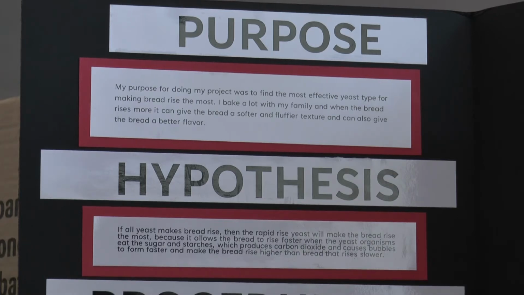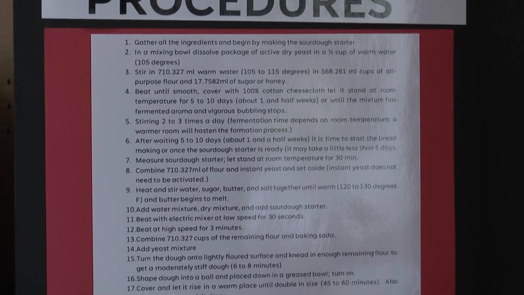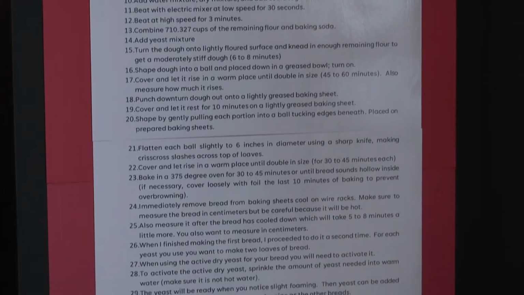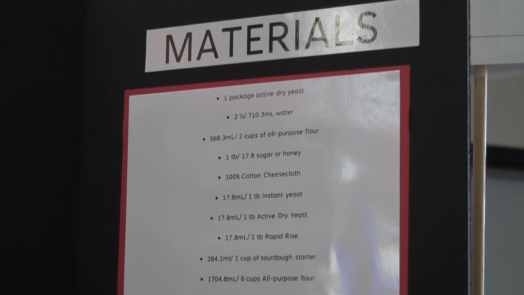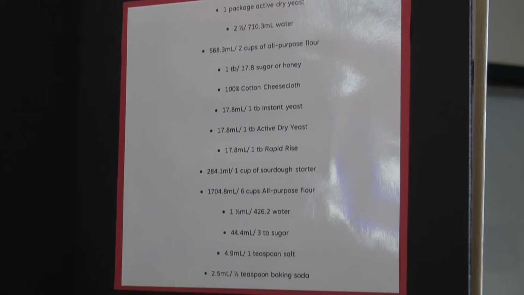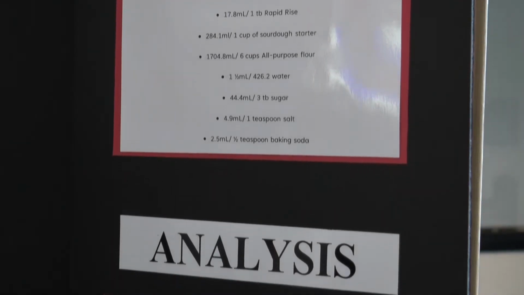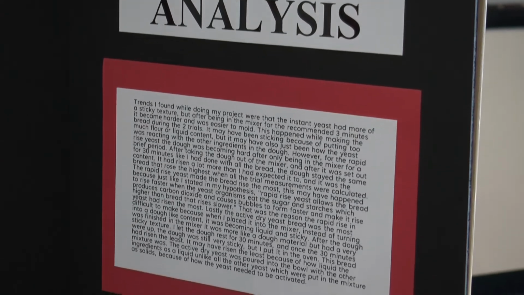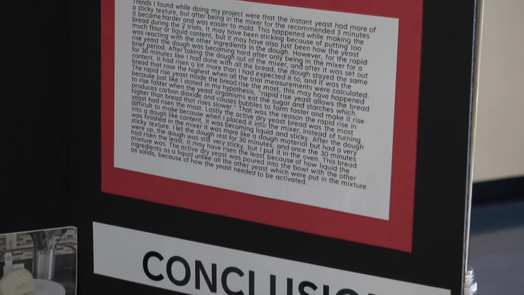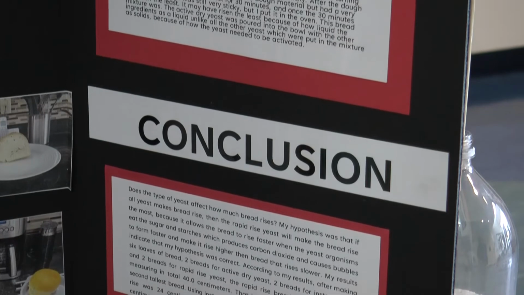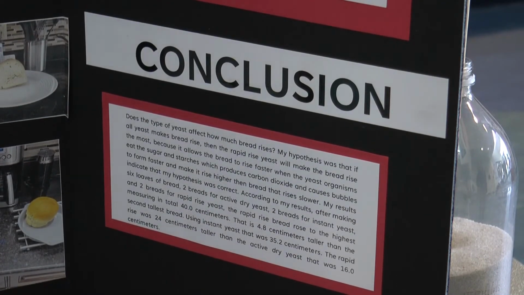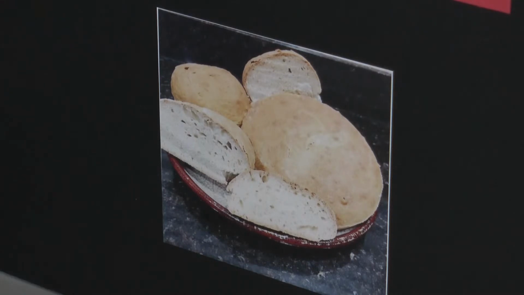My hypothesis stated that if yeast affects how much bread rises, then I believe that the rapid rise yeast will make the bread rise the most, because it allows the yeast organisms to eat the sugar and starches in the bread, which produces carbon dioxide and causes bubbles to form and allow the bread to rise. And after I had finished making all the breads for each of the trials, my hypothesis was in fact correct.